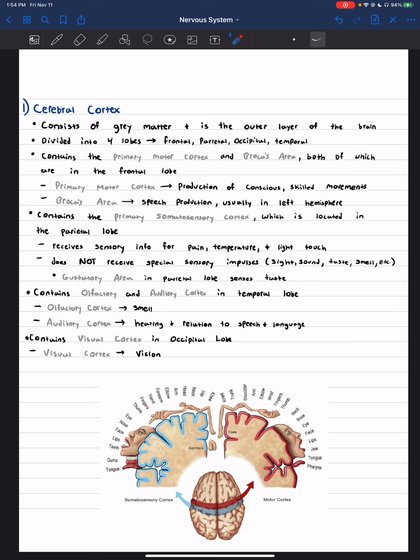But some more examples are your olfactory and auditory cortexes in the temporal lobe. So your olfactory cortex will be for smell, and your auditory cortex will be for hearing in relation to speech and language. And we've also got the visual cortex in the occipital lobe, and visual cortex is for vision.